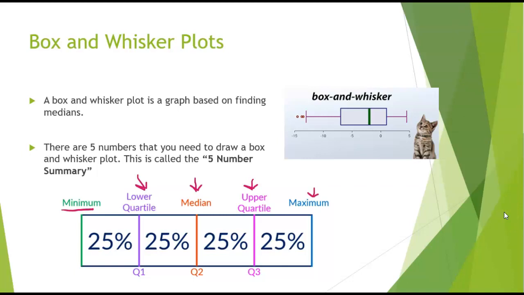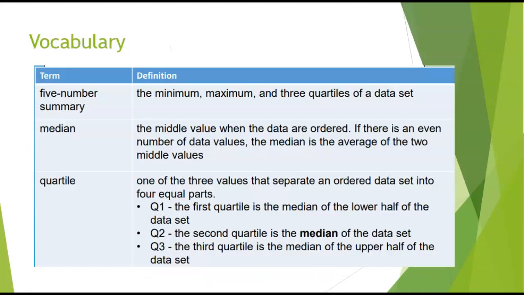Now, you can watch another video that I've posted in the IXL classroom to help you understand how to find these numbers. I want you to just look at these vocabulary words. 5-number summary. We just talked about that. The minimum value, the maximum value, and the 3 quartiles of a data set. Well, a quartile is just one of 3 values that separate an ordered data set into 4 equal parts. We call that Q1, Q2, and Q3. So basically this is the lower part of the data, the very middle median, and then the median of the upper part of the data set. And I'm going to show you how to find those.